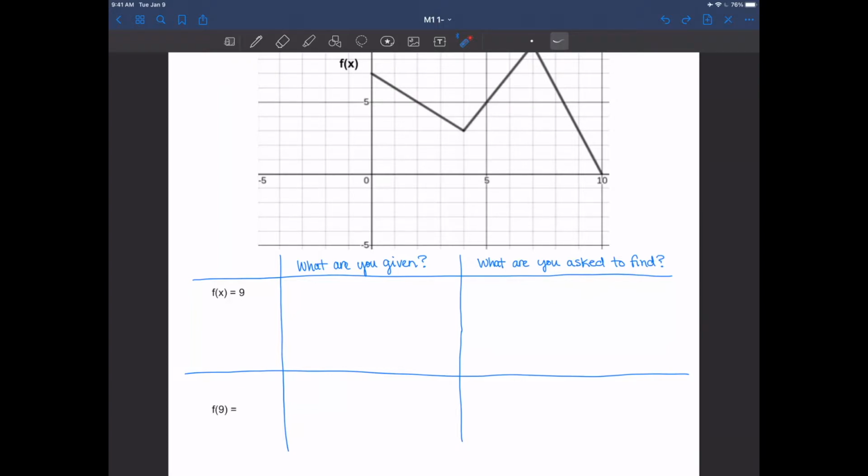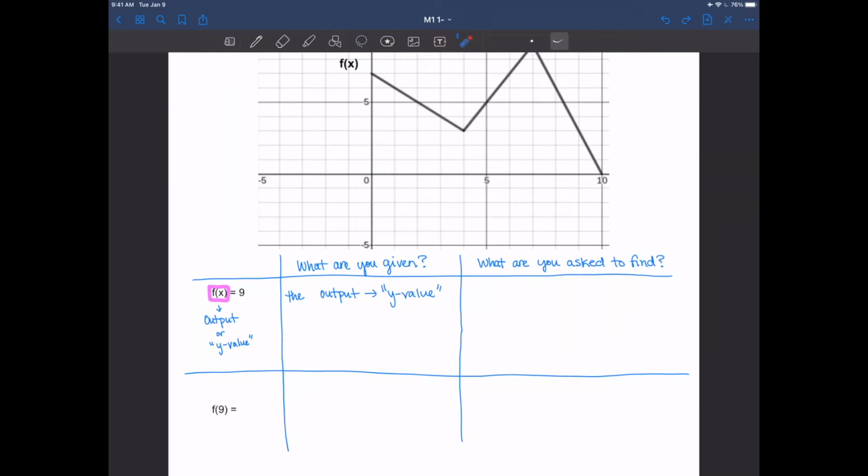Okay, so if we look here, we say f of x equals 9. What is f of x? Well, if you remember your function notation, that's the output or the y value. So I'm saying the output is 9 or the y value is 9. So that's what we're given. We're given the output, or you can think about it as your y value because y is f of x.